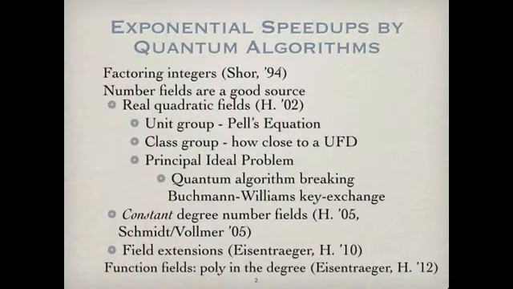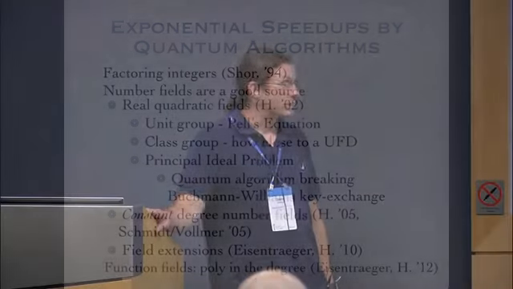Thanks. Yeah, so this is a quantum algorithm for computing the unit group of an arbitrary degree number field. This is joint work with Kirsten Eisentrager, Alexei Kitaev, and Fang Song. So the topic is exponential speedups, trying to find problems where a quantum algorithm is exponentially faster than the best known classical algorithm for the problem.